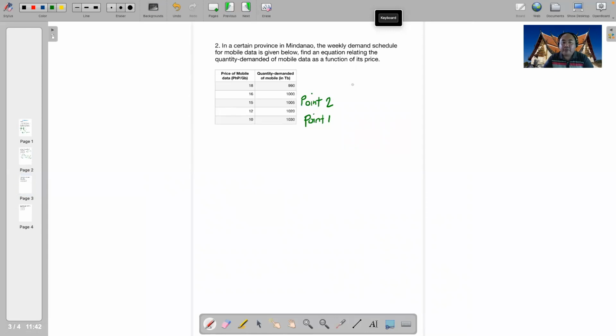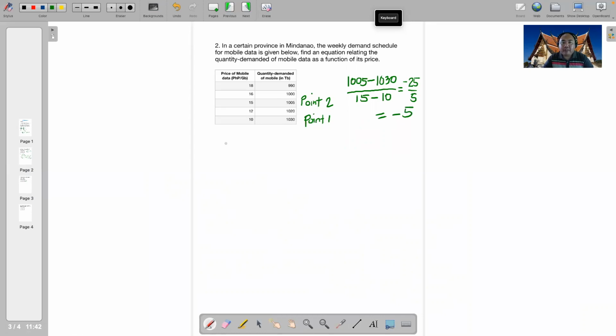Okay, so the Y, or the quantity demanded of 0.2, 1005, minus the quantity demanded of 0.1, which is 1030, divided by the price at the level of 1005, which is 15, minus the price at the level of 1030, which is 10. This should give you negative 25 divided by 5, or negative 5. So the slope is negative 5.